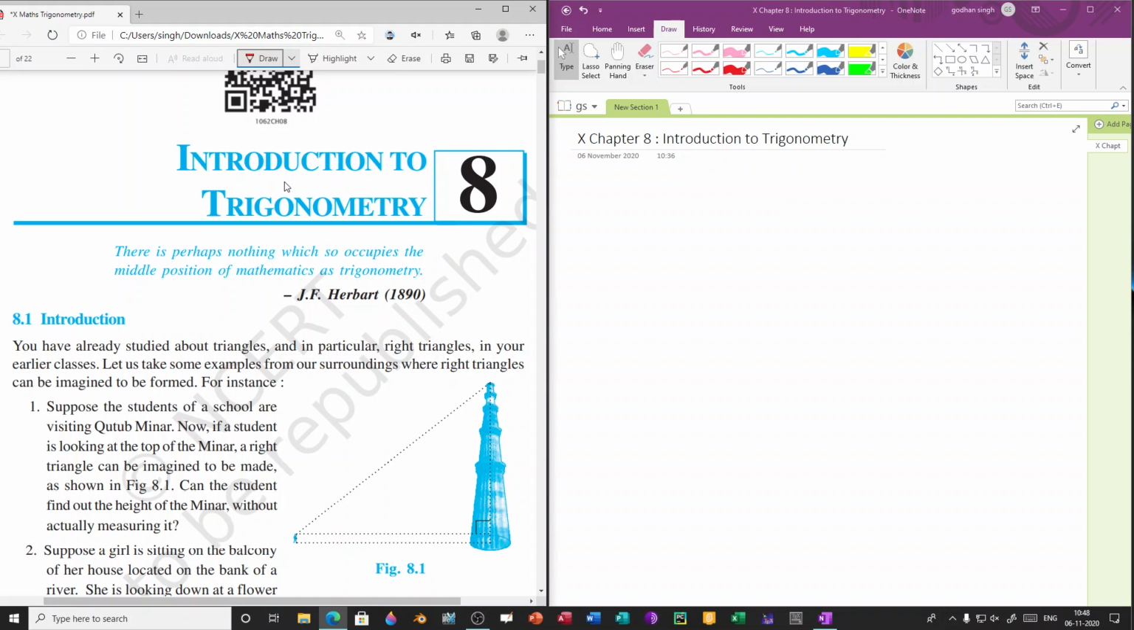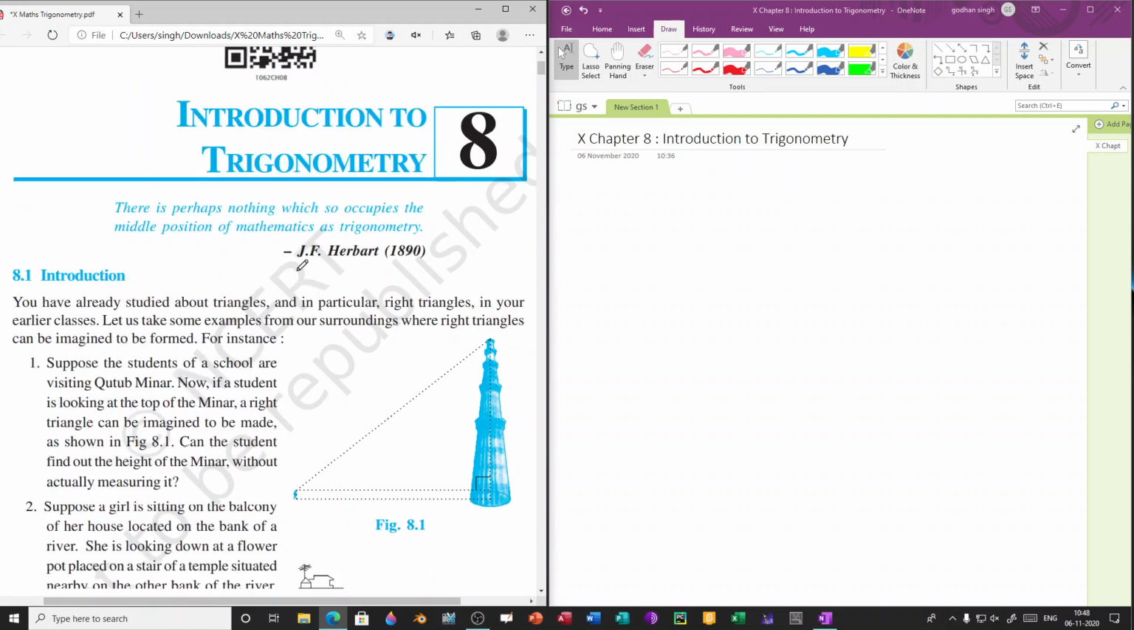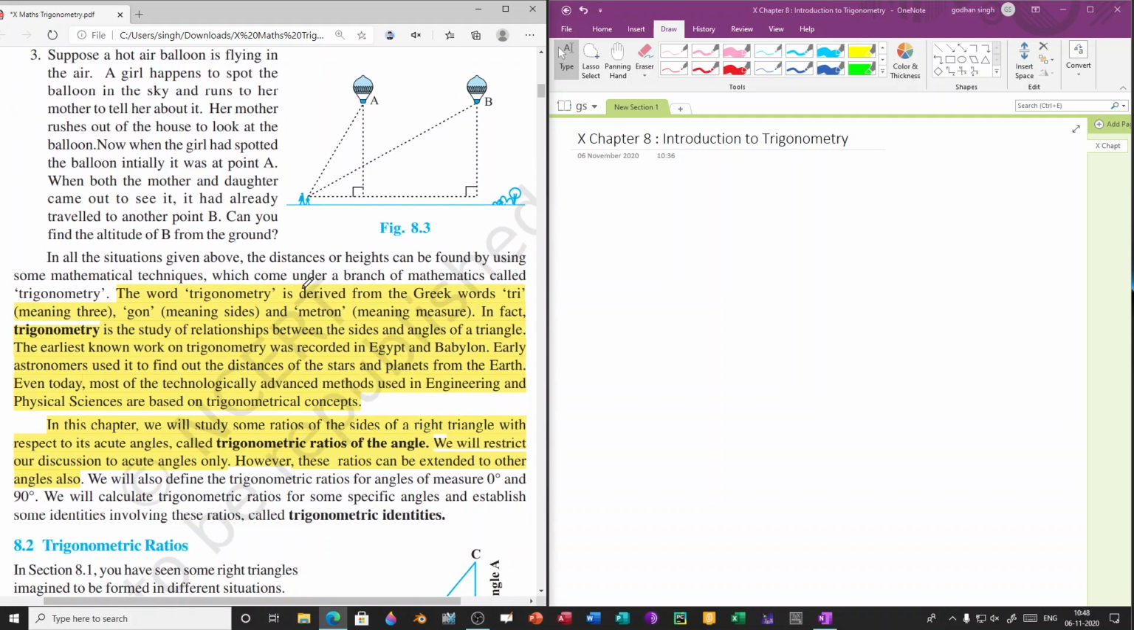Class 10th Mathematics, chapter number 8, Introduction to Trigonometry. Now in this we learn that the word trigonometry is derived from the Greek words tri meaning three, gon meaning sides, and metron meaning measure. In fact, trigonometry is the study of relationships between the sides and angles of a triangle.